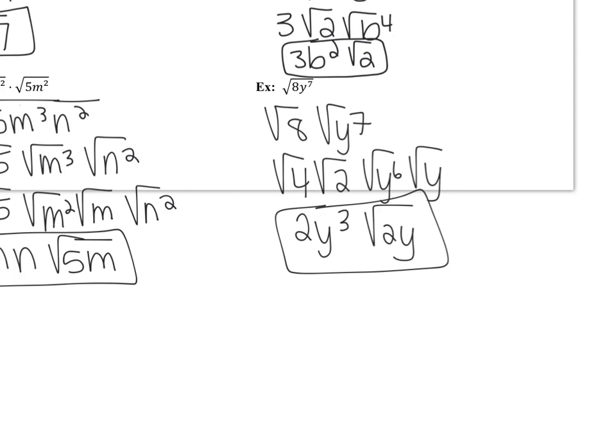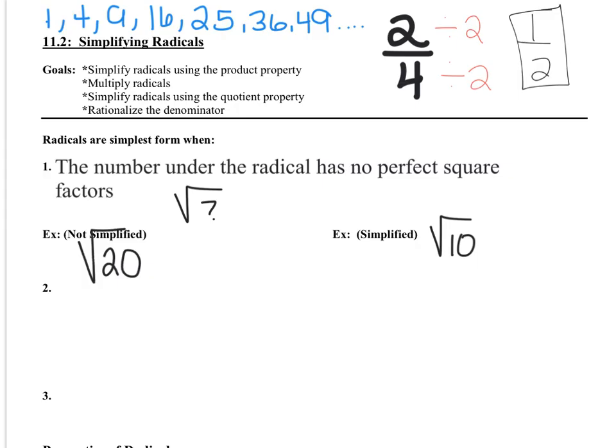The next one, I split 8 and y to the 7th, and then I split 8 into 4 and 2, because 4 times 2 is 8, and y to the 7th, I need to make it even, so I could have the highest number is 6 y's, which would leave me 1 left over to get to my 7. The square root of 4 is 2, the square root of y to the 6th is y to the 3rd, and then I don't know the square root of 2 or y, so I put those under the same radical.